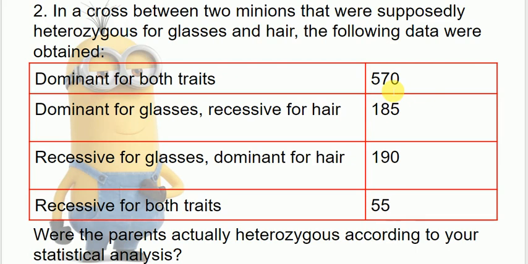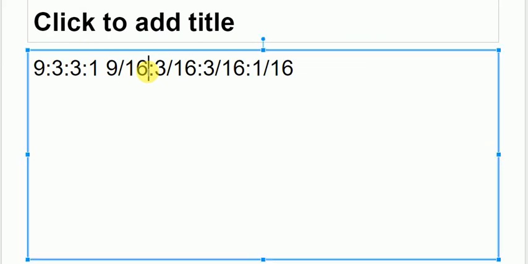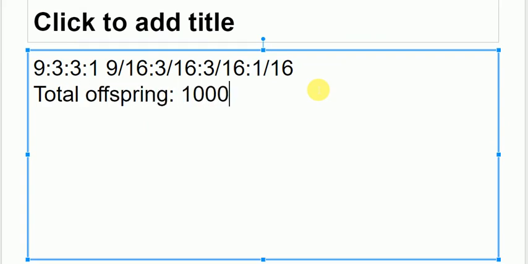So we need to go ahead and add those up so that we can then calculate out of 1,000, which is our total. Let me write that here. So total offspring was 1,000. Okay. So instead of 9 out of 16, we are going to try and see how many are going to be dominant for both traits out of 1,000.